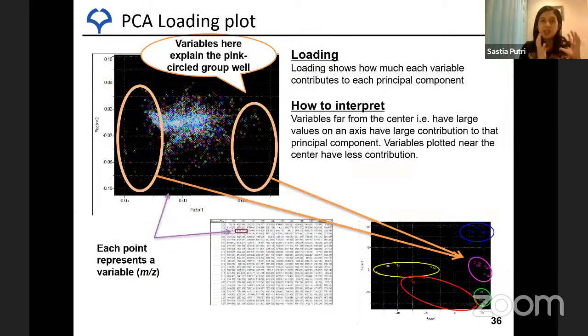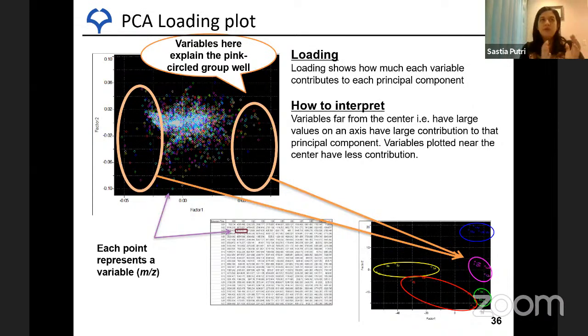So other than the score plot, we also have the loading plot. In order for us to put the information into the PCA, usually we have to put in the metabolite data, what metabolites we annotate and their intensity. And the loading plot shows how much each variable contributes. In this case, the variable we use is the metabolite data, so how much of each metabolite contributes to each principal component.